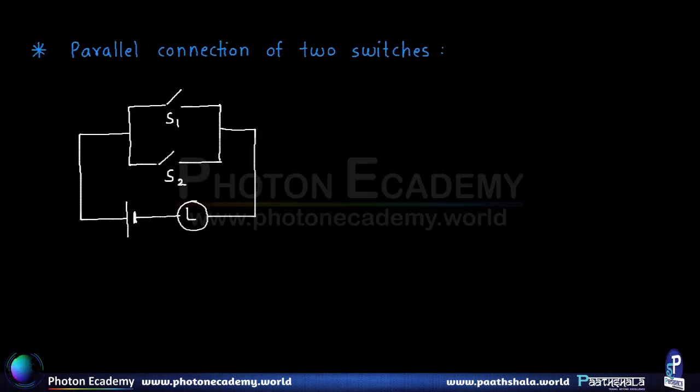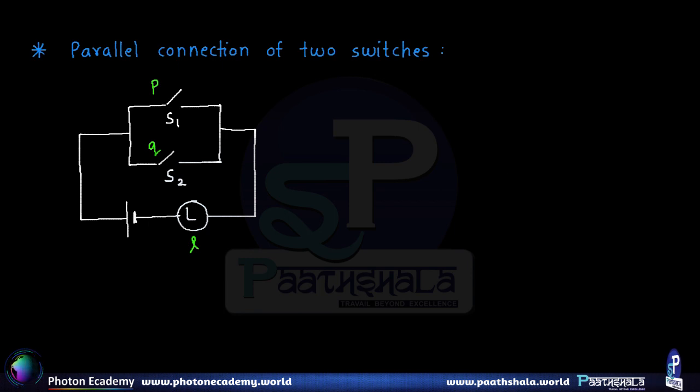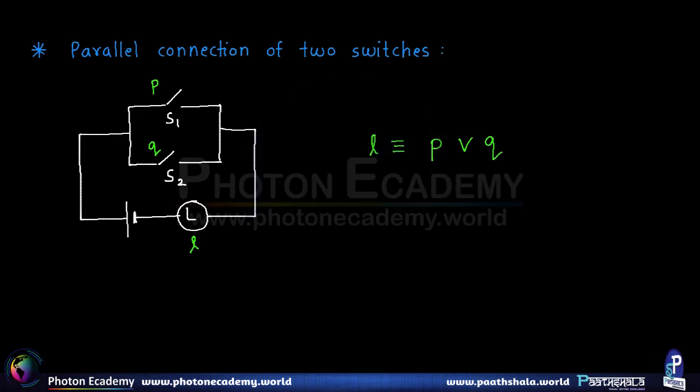Going ahead, we have the parallel connection. So here also let's consider P, Q and L. Now being the parallel connection, we can easily sense that the lamp will glow when at least one of the two switches is closed, right? So this also corresponds to, now we can recollect the truth table of the OR operation. So therefore L is equivalent to P or Q. That is, when at least one of the values of P and Q is true, the answer will be true. So the parallel connection corresponds to the OR operation of the two switches or the two branches involved.